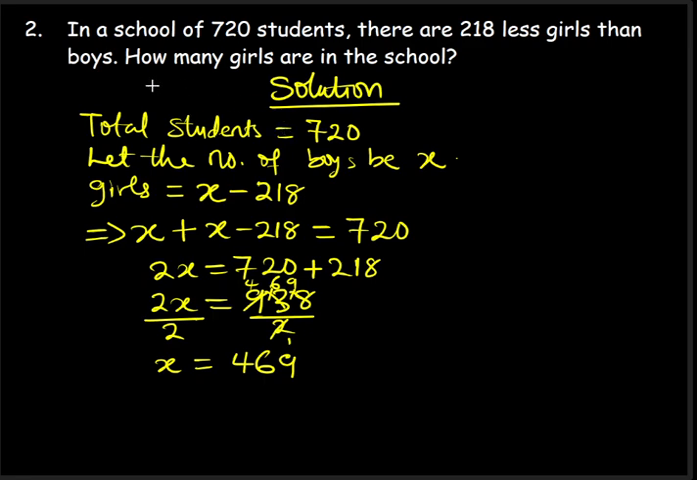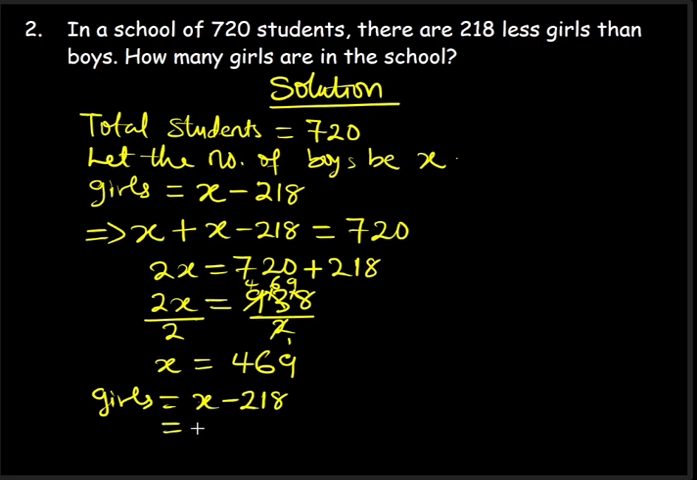But the question says, how many girls are in the school? From the principle we used, the number of girls was x minus 218. So we have that girls equal to x minus 218. That will be equal to what?